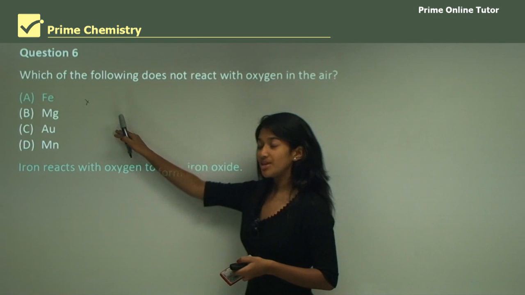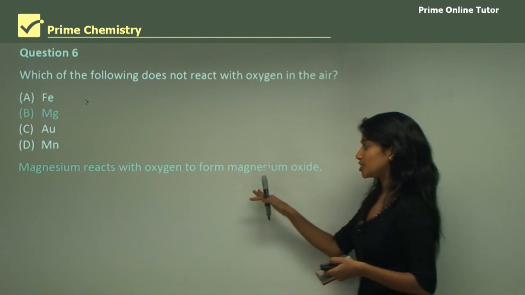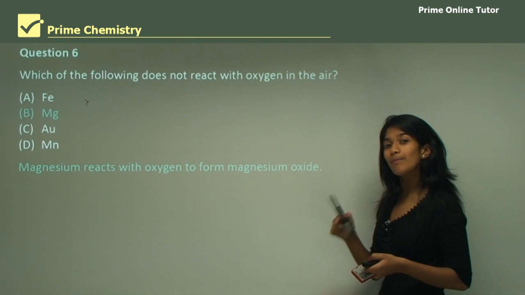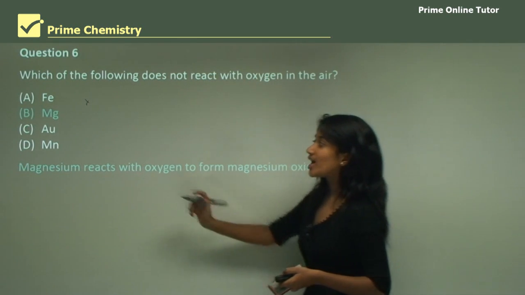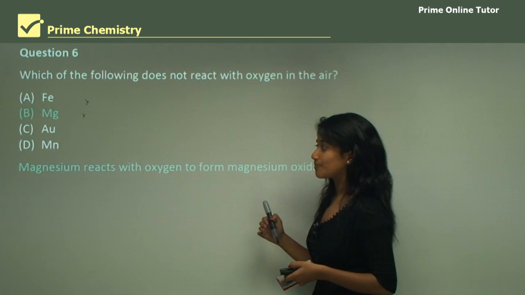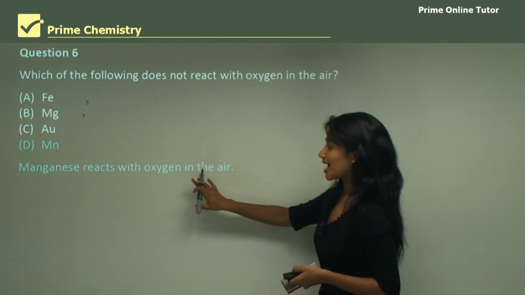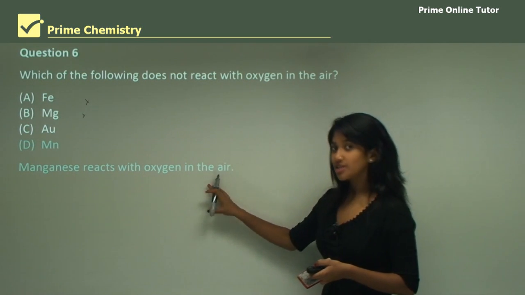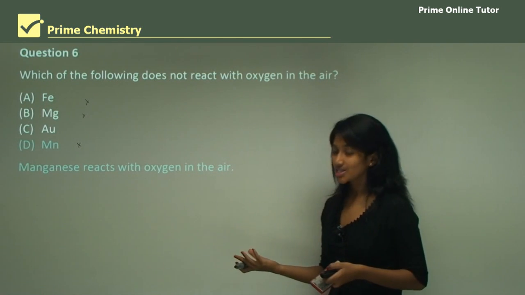Now let's move on to B, which is magnesium. Magnesium also reacts with oxygen to form magnesium oxide. Now remember your magnesium strip experiment you did in school, and there was a white powder formed, so magnesium is not your answer. Manganese. Now manganese also reacts with oxygen in the air. So clearly manganese is not the answer because it forms manganese oxide.